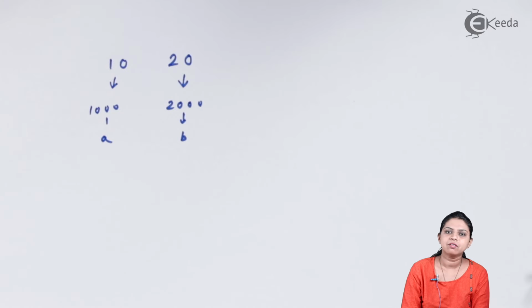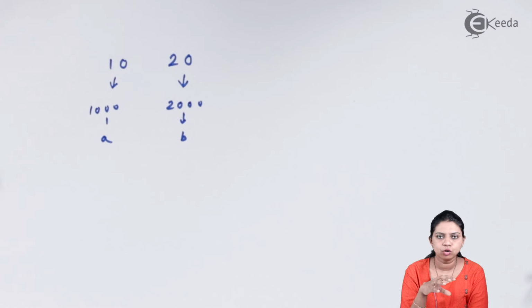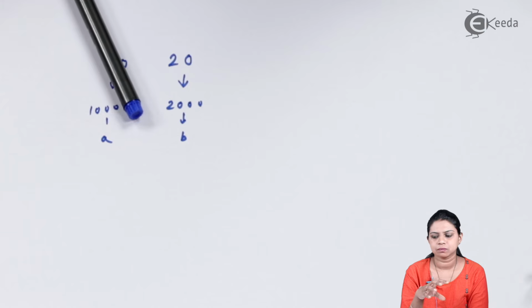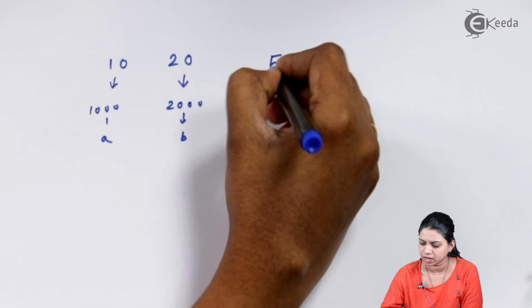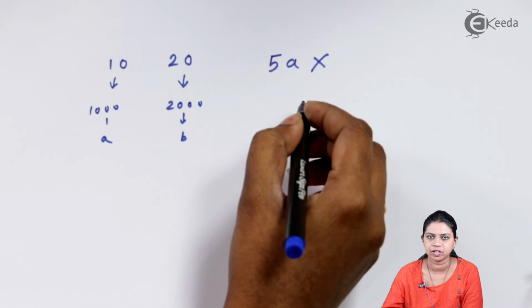Now let us see how to declare a variable and how to use it in the program. While declaring a variable, there are some rules which we need to follow. Your variable name cannot start with a digit. For example, 5A cannot be your variable name. This is not a valid variable name.